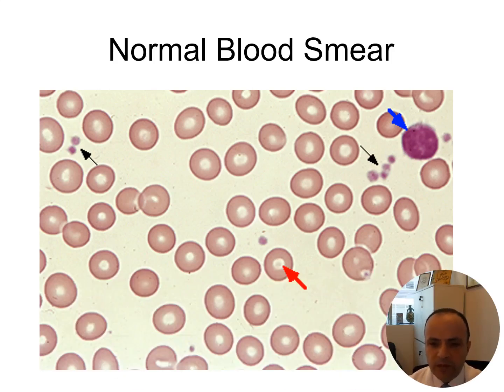This is a normal peripheral smear, nice, very well equally shaped red cells. The central pallor is less than half of the diameter of the red cells, and the platelets are in between. There's no variation in the size or in the shape.